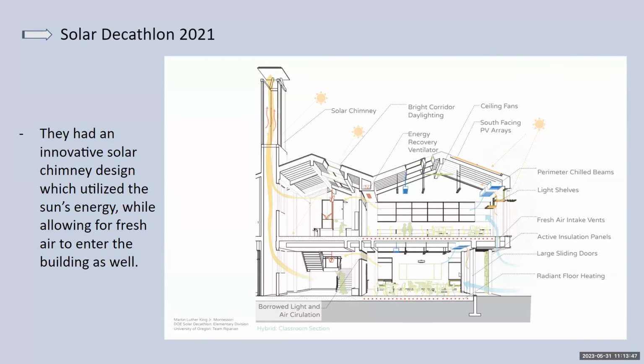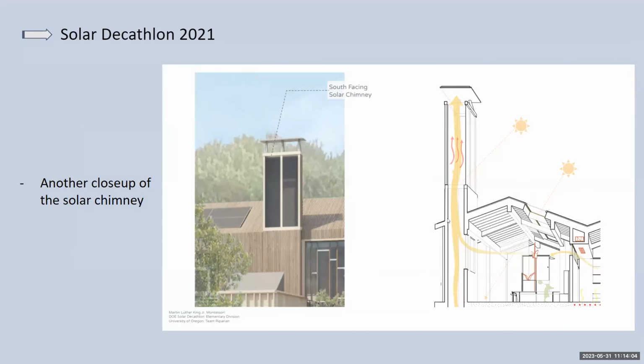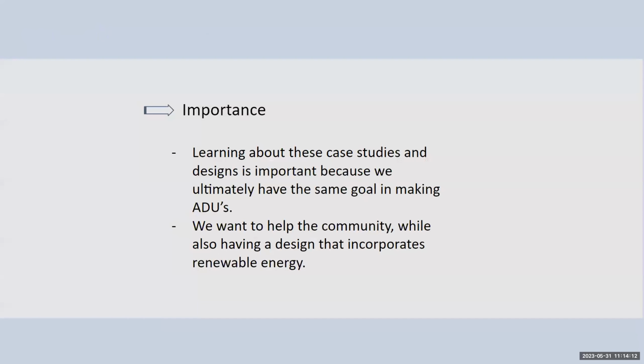And then they had an innovative solar chimney design that utilized the sun's energy while allowing fresh air to enter the building as well. And I believe this is why they won. Here's another close-up of the solar chimney. Why this was important is because we ultimately have the same goal in making ADUs. We want to help the community while having a design that incorporates renewable energy.